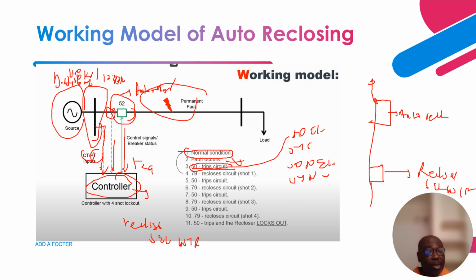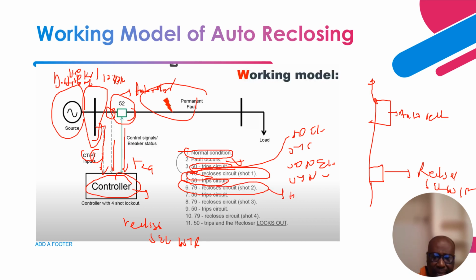just like a substation feeder relay. Then it has a 79 element that will reclose the circuit. Once it recloses the circuit, because the fault is a permanent fault, it's going to trip again. So the 50 element trips again. Then another attempt to reclose.